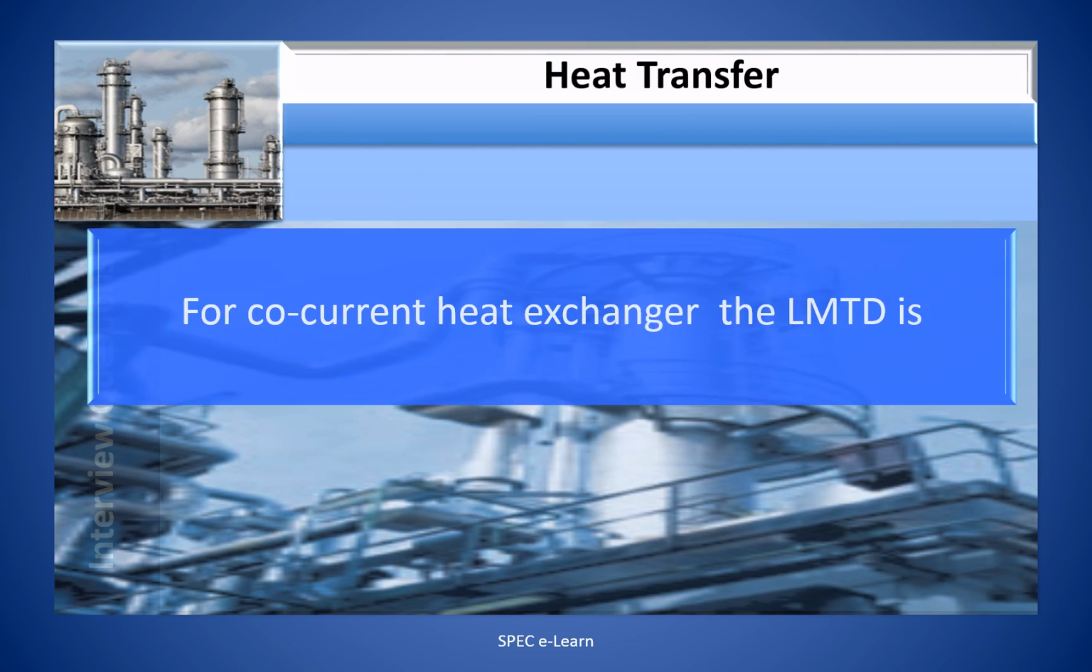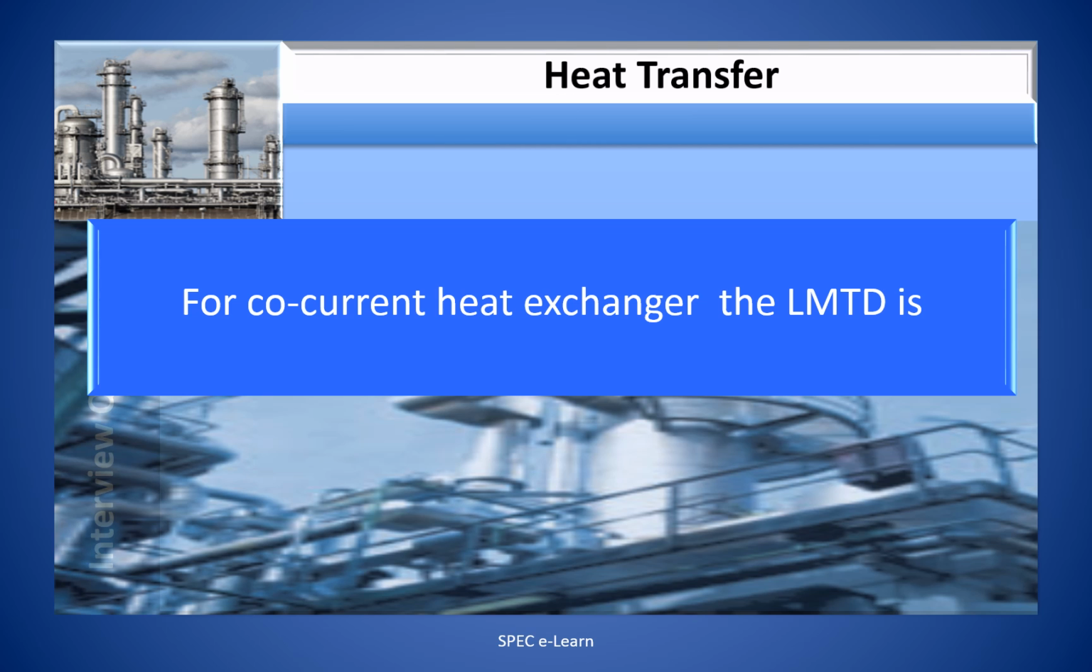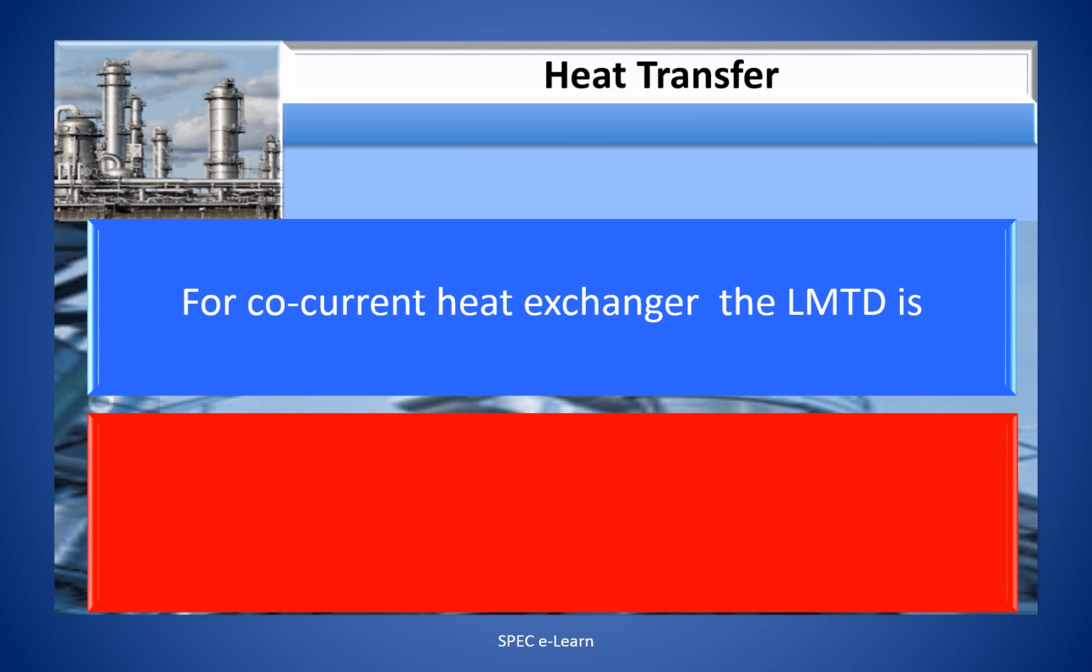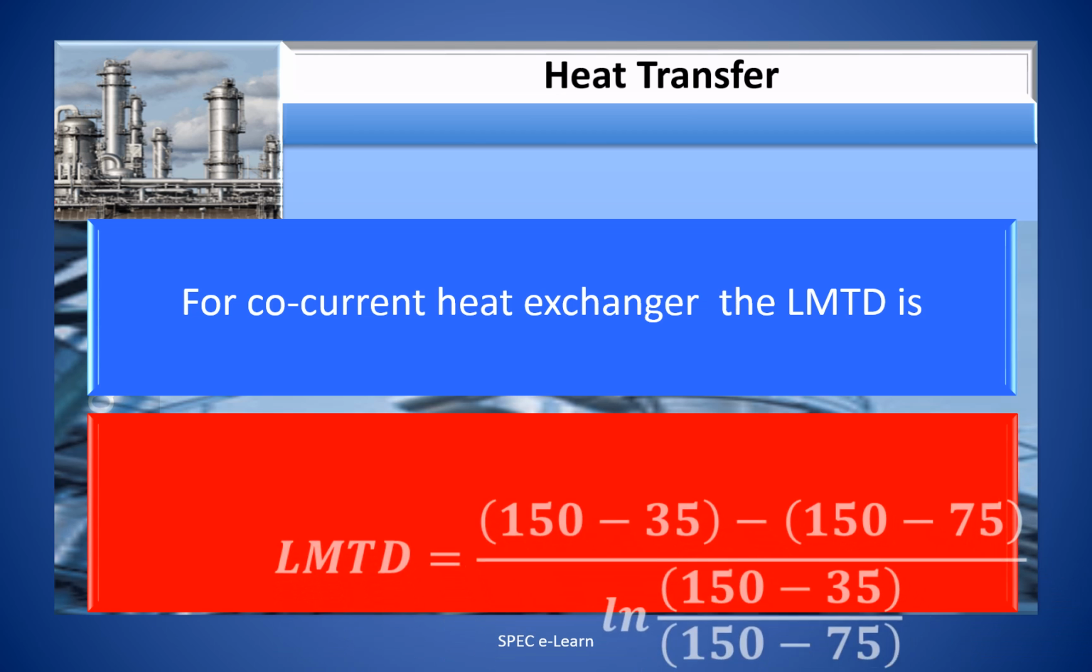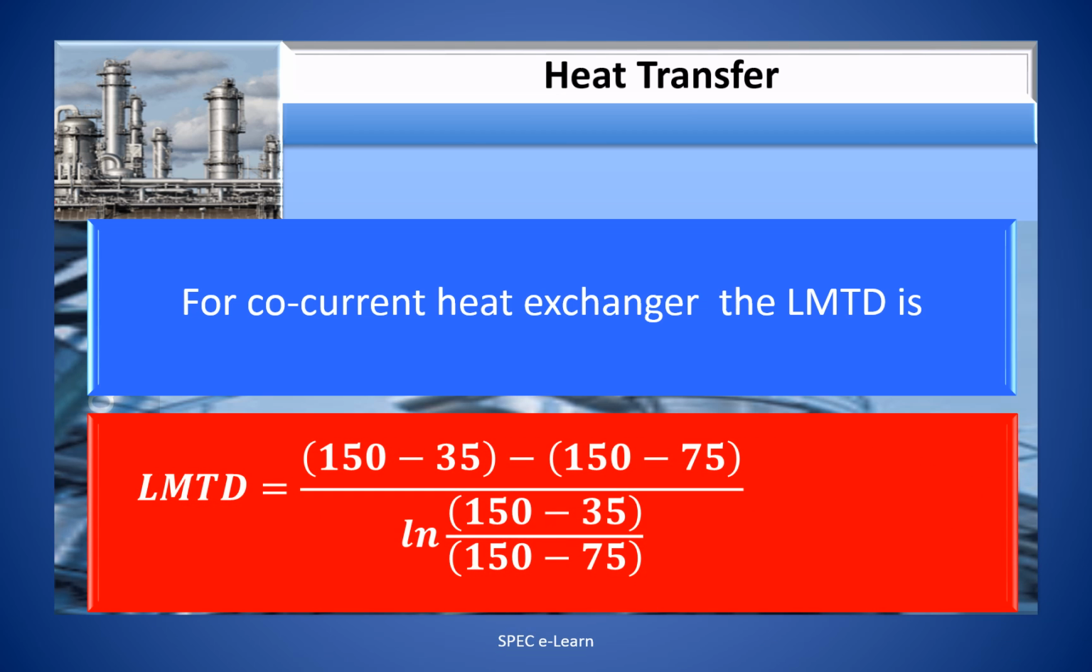For parallel flow heat exchanger, the LMTD is written as follows. LMTD equals (150 minus 35 minus 150 minus 75) divided by ln of (150 minus 35) divided by (150 minus 75), which equals 93.6 degrees centigrade.